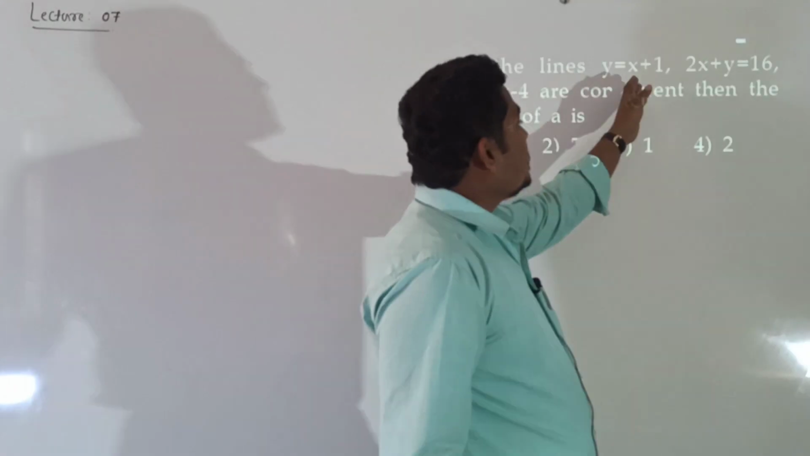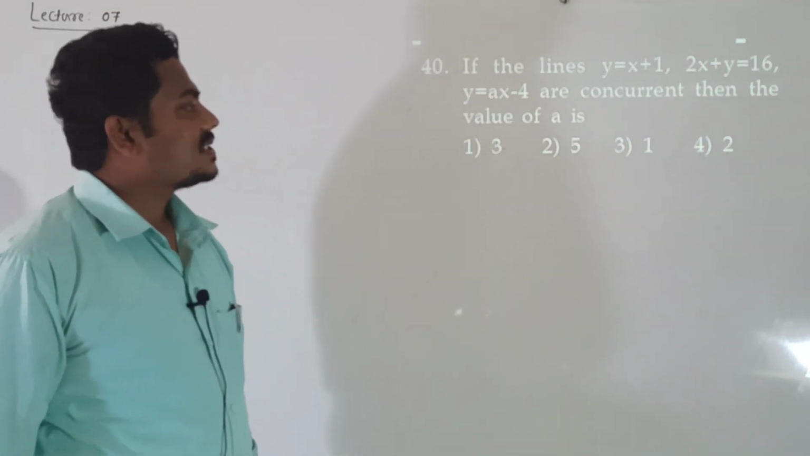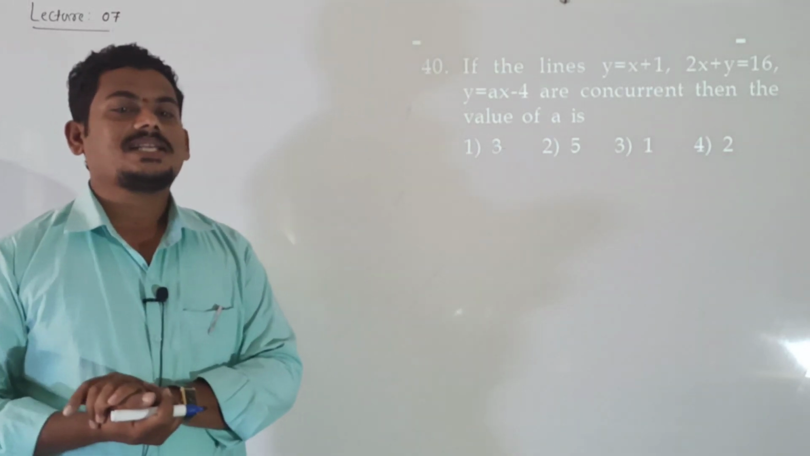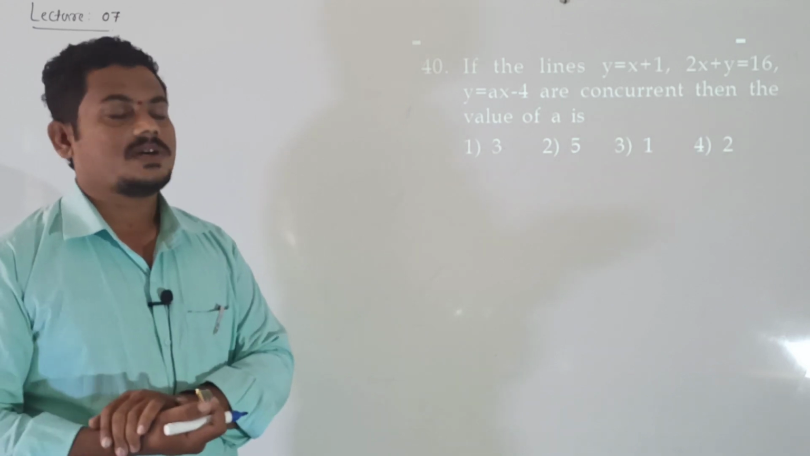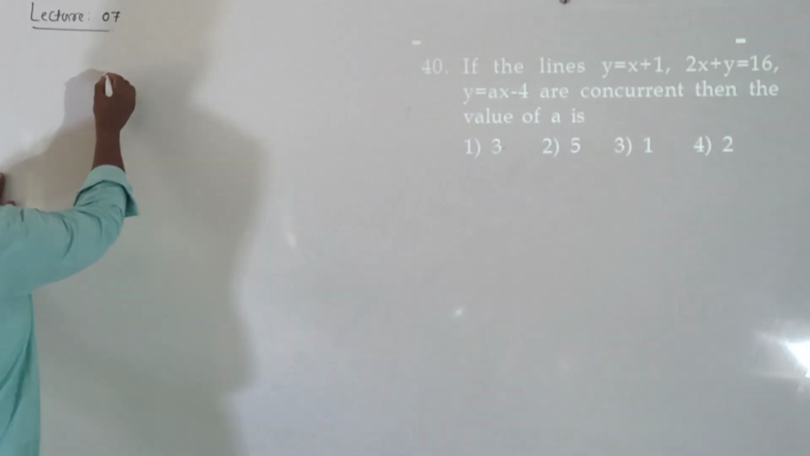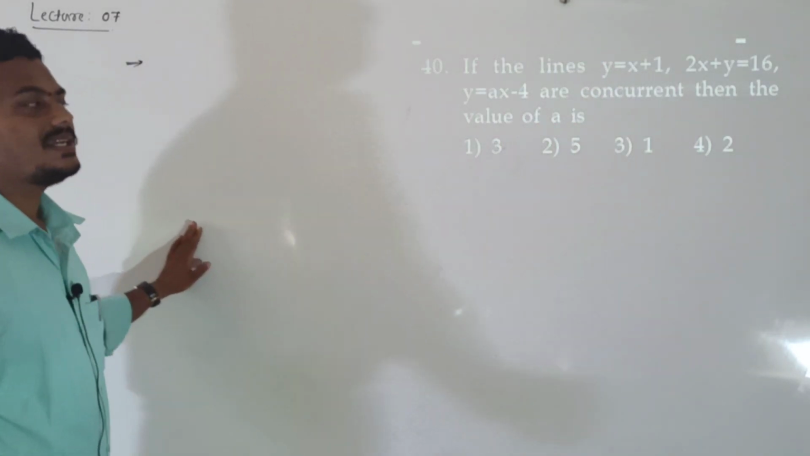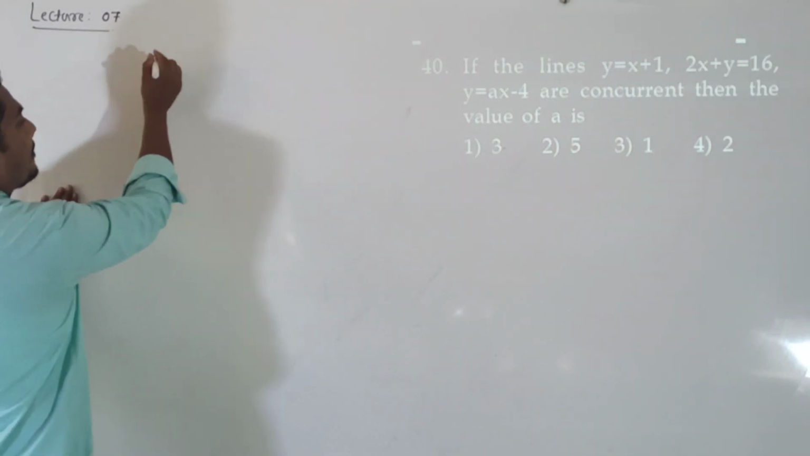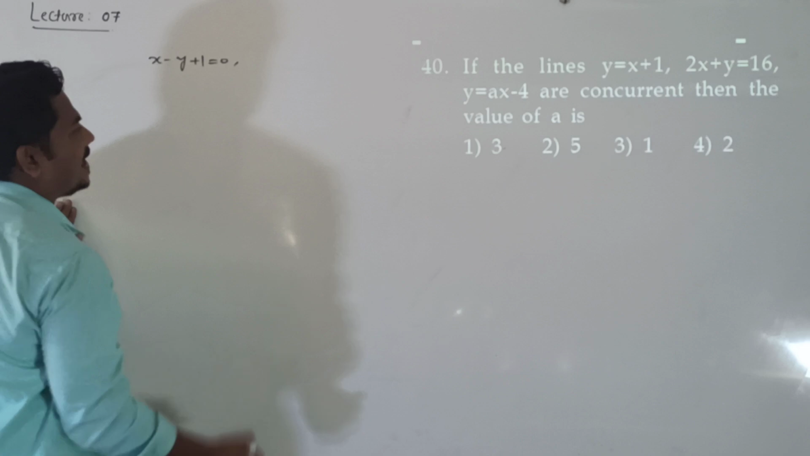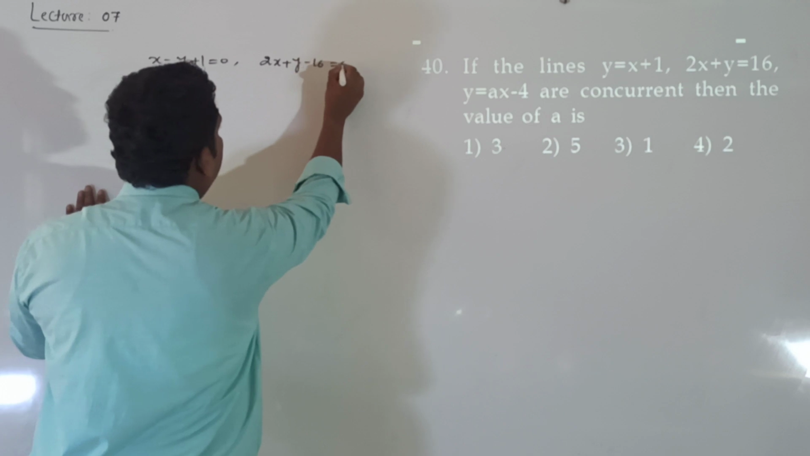If the lines y is equal to x plus 1, 2x plus y equal to 16 and y is equal to ax minus 4 are concurrent, already you know the condition. If three lines are concurrent, then the determinant of their coefficients equals 0. Just write these lines in the form of ax plus by plus c equal to 0. Then x minus y plus 1 equal to 0, it is line 1. Second line 2x plus y minus 16 equal to 0.